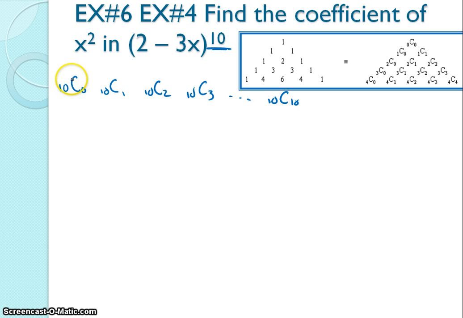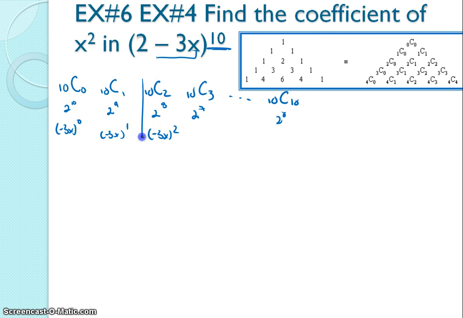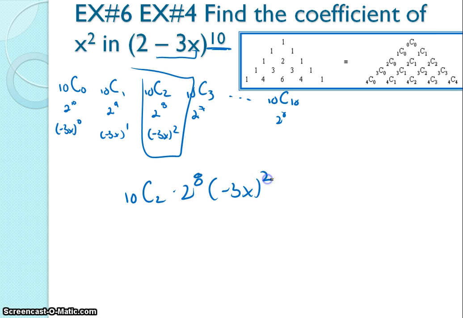So with this first term, it's going to be this number times 2 to the 10th, this number times 2 to the 9th, 2 to the 8th, 2 to the 7th, all the way down to 2 to the 0. All right, we're going to multiply those. And then we're going to multiply negative 3x to the 0, negative 3x to the 1, negative 3x squared. Right, so you increase your x's. So this is my x squared term. So it's 10 choose 2, times 2 to the 8th, times negative 3x squared.